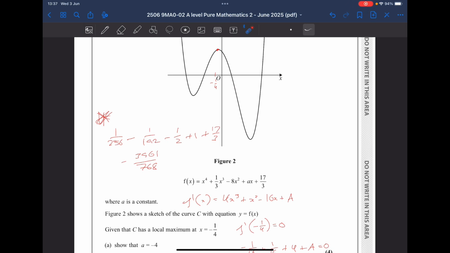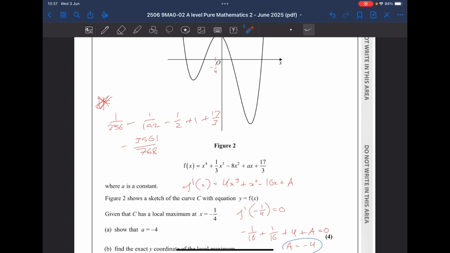Let's maybe try and do it all in one go. So we'll have minus 0.25, and I'm just going to do answer to the power of 4 plus 1 on 3 times by answer cubed minus 8 answer squared. A itself was minus 4, so minus 4 answer, and then plus 17 on 3. Now I do get a positive answer. I get 4735 on 768.